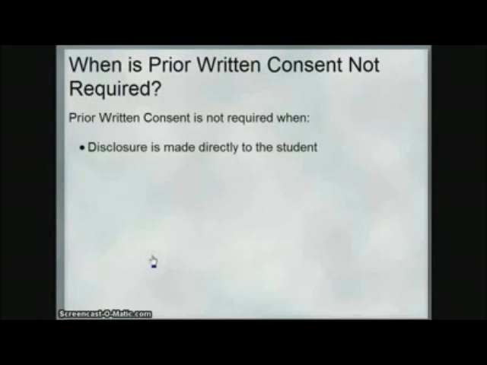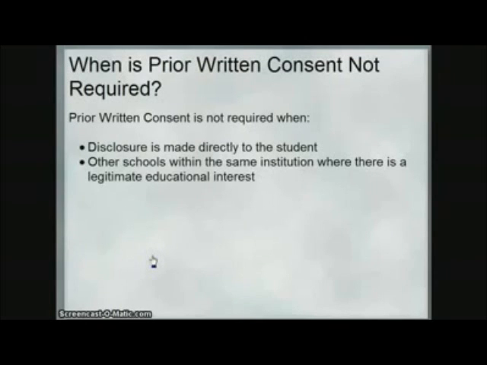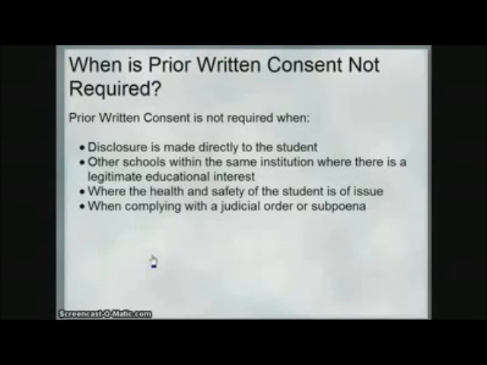When is prior written consent not required? It is not required if information is disclosed directly to the student, other institutions where there is a legitimate need to know, health and safety, also the subpoenas.